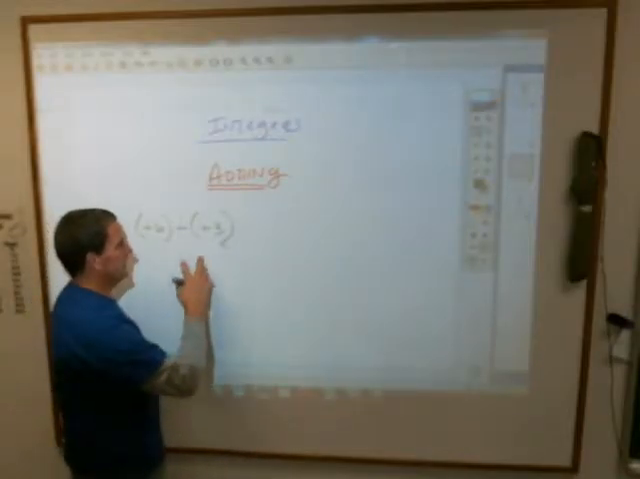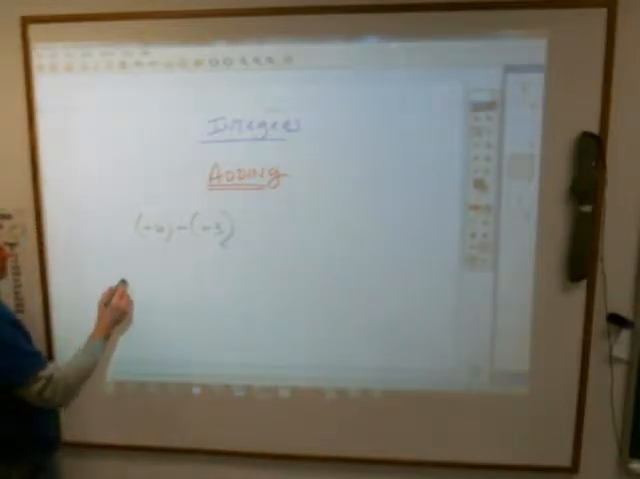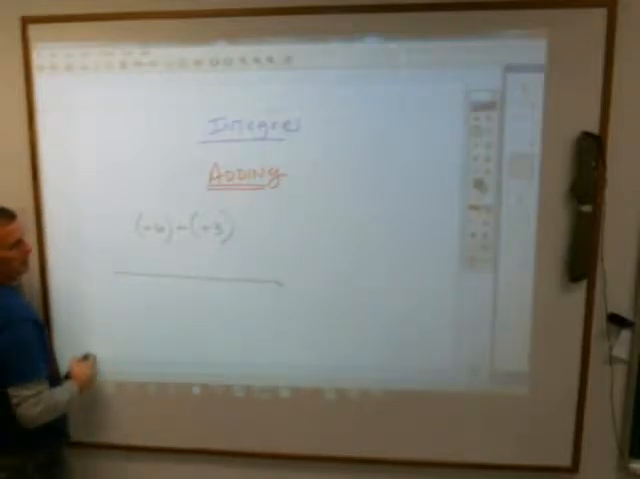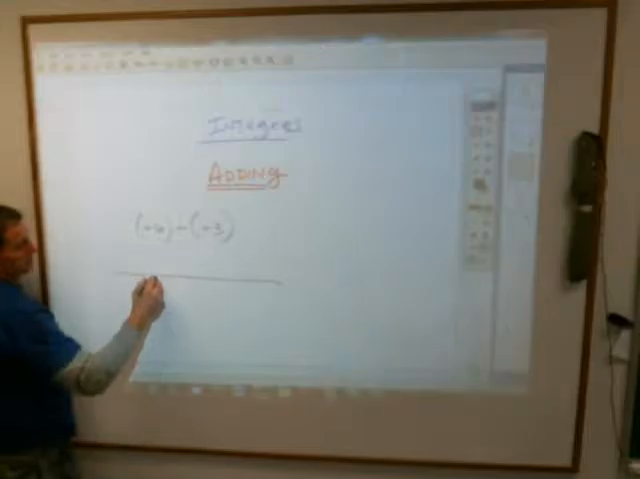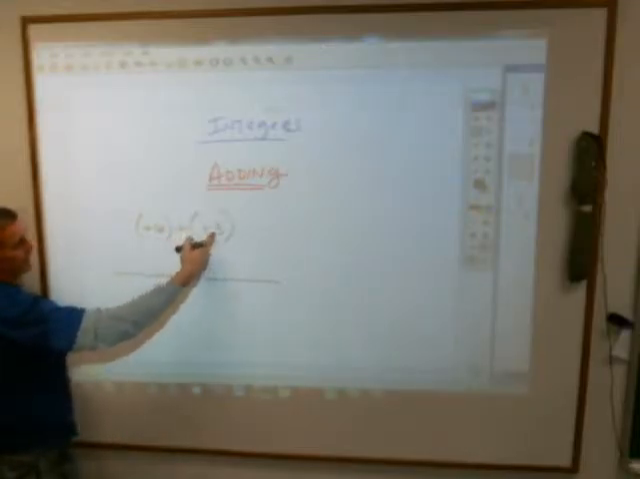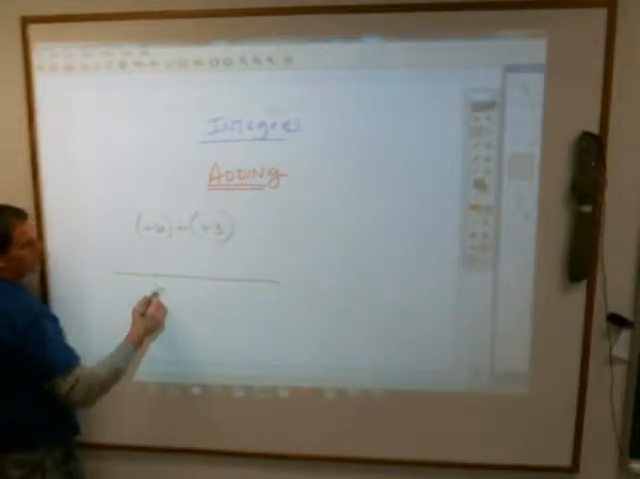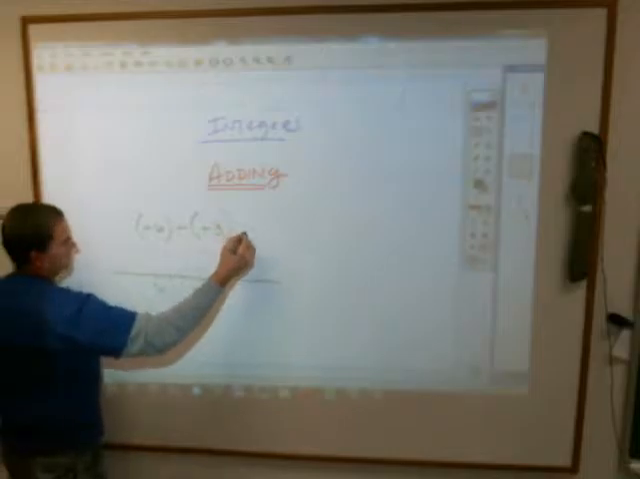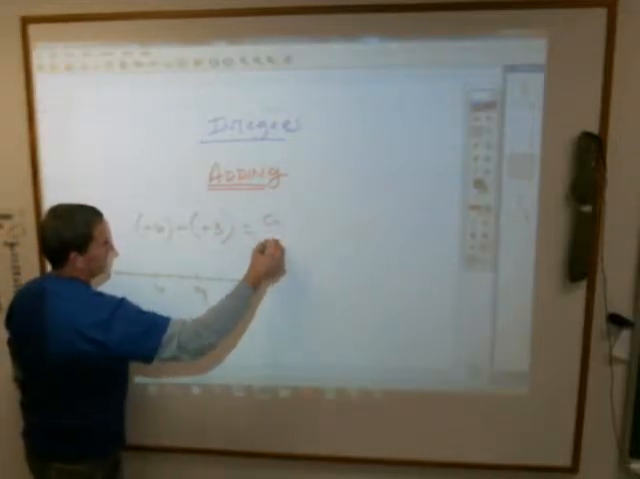Okay? And you can look at that a couple of different ways. You could look at that as being on a number line. When you add, you're starting at 6 and you're just adding 3 to it. You're adding a positive 3. So 6 plus 1, 2, 3, 7, 8, 9 puts you at 9. 6 plus a positive 3 equals 9.